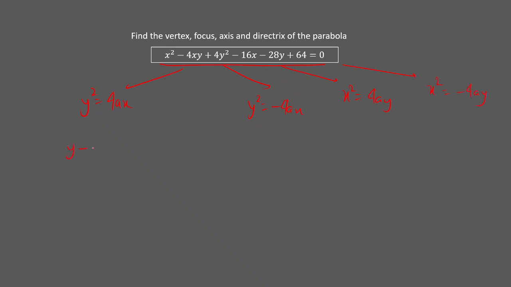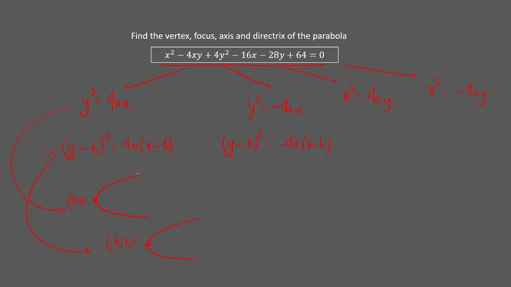or maybe y minus k square is equal to 4a times x minus h, or y minus k square is equal to minus 4a times x minus h. These are very simple forms. A parabola like y square is equal to 4ax is horizontal and has its vertex at 0, 0, but it might be shifted, as in the second one, with the vertex at h, k.